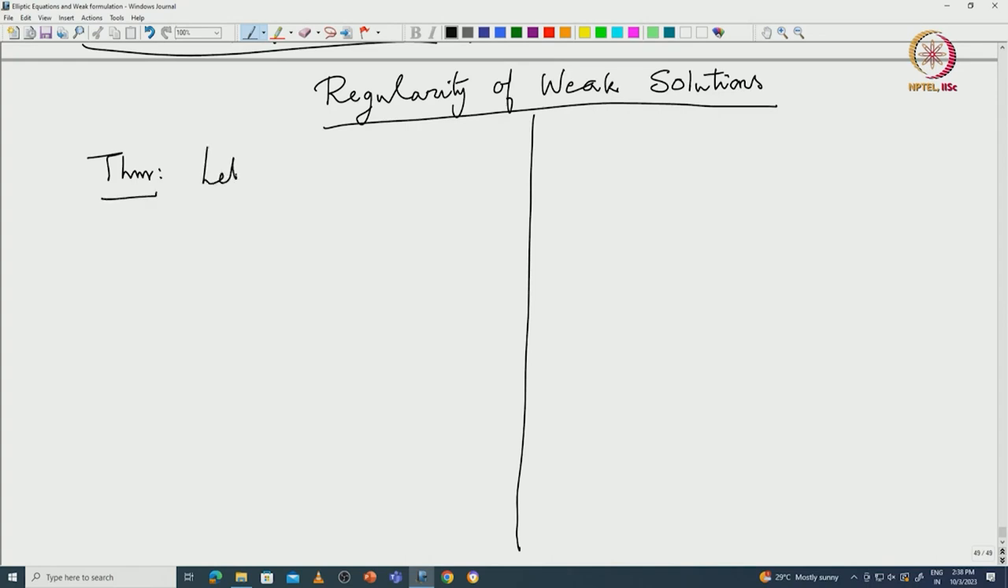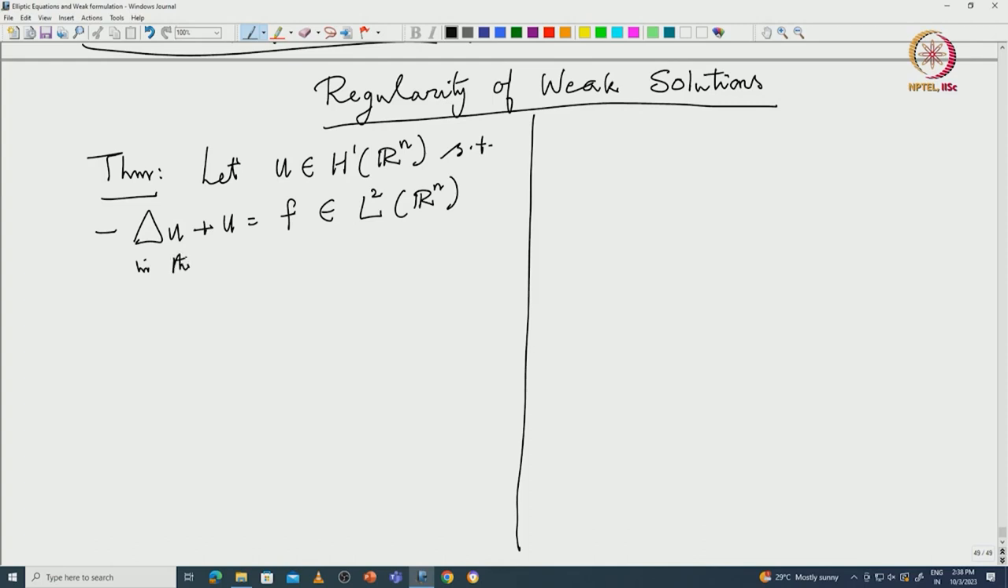Let u be in H1 of Rn such that minus Laplacian of u plus u equals f, with f in L2 of Rn. I am not even putting any conditions other than that. This equation is in the sense of distributions. Of course, you can give other meanings, but we want only the distribution sense; that is enough.